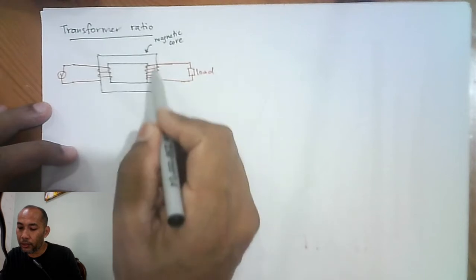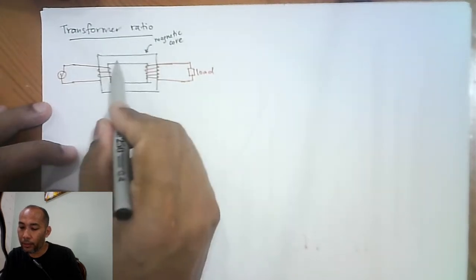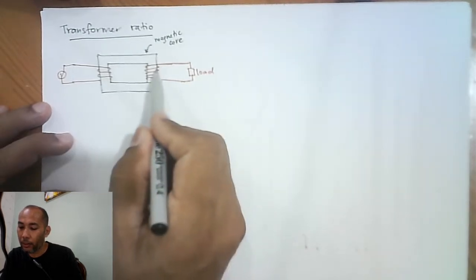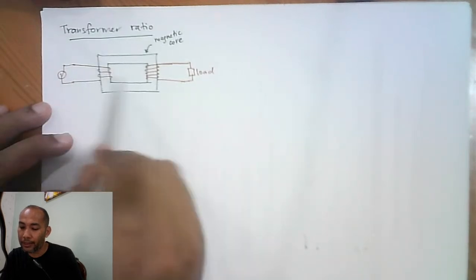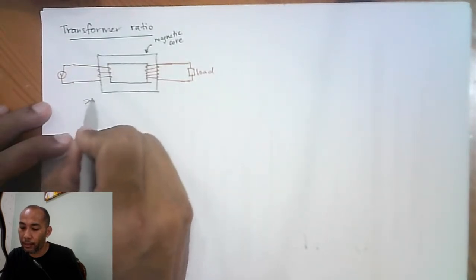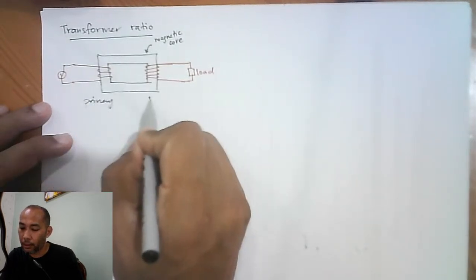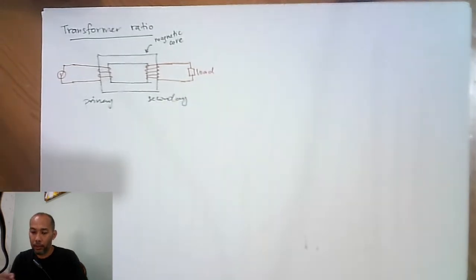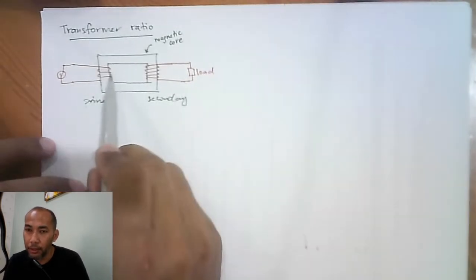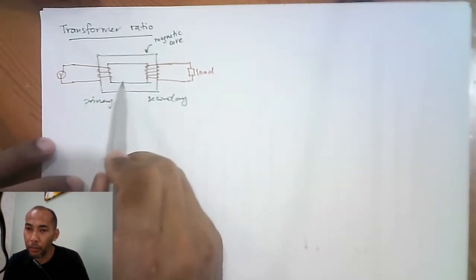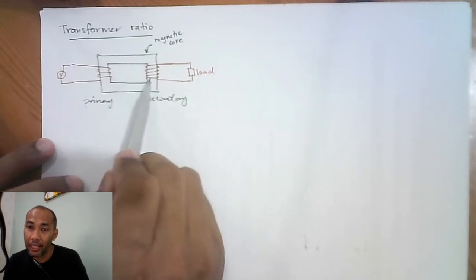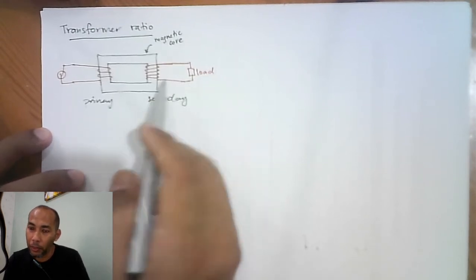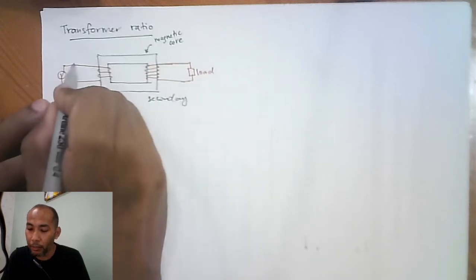The basic construction of a transformer is like this. We have a magnetic core, with winding at the primary side and the secondary side. The transformer is a passive component, so it cannot produce more power at the secondary side than the power applied to its primary side.